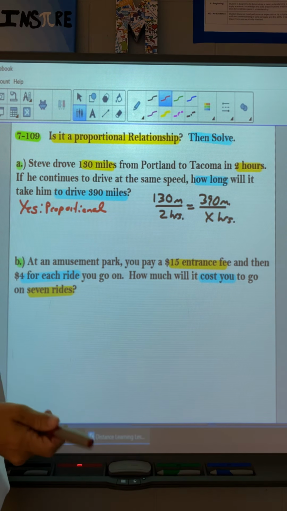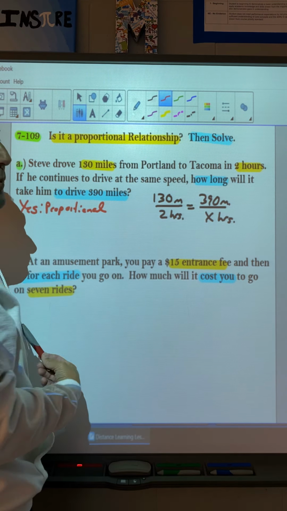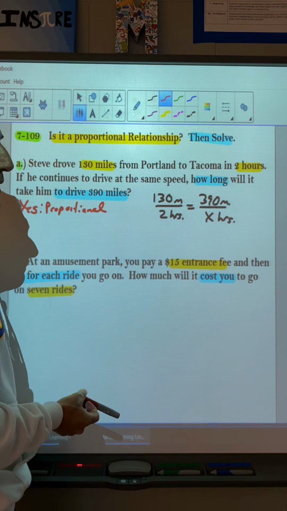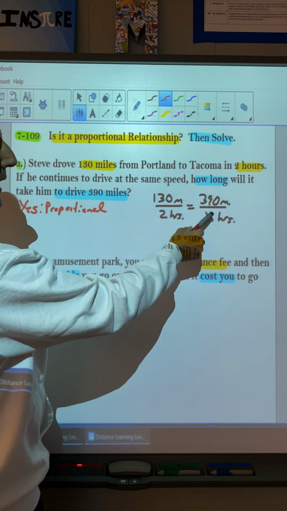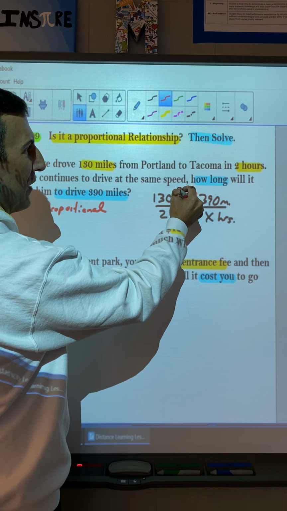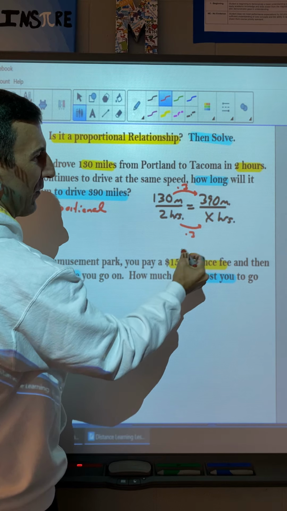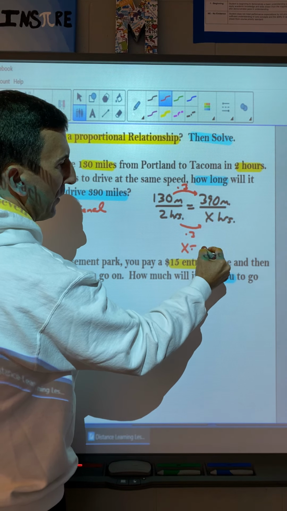Now again, depending on how good you are, do you see a relationship here? Some of you will, some of you won't. So you can cross multiply and then divide, but I noticed that from here to here is like multiplying by 3. So I'm just gonna multiply by 3, and x equals 6 hours.